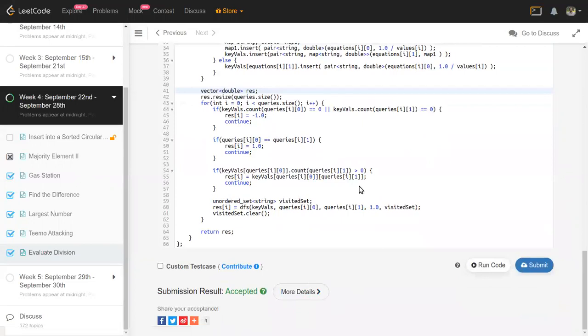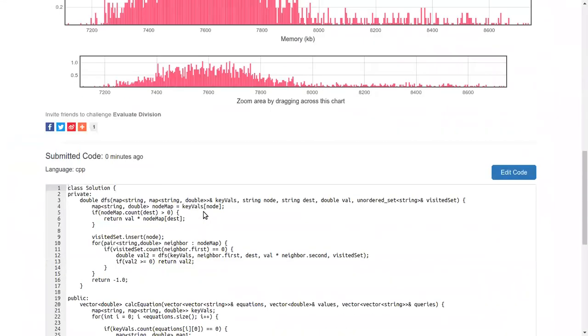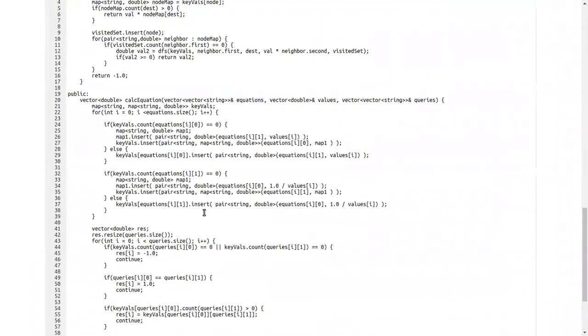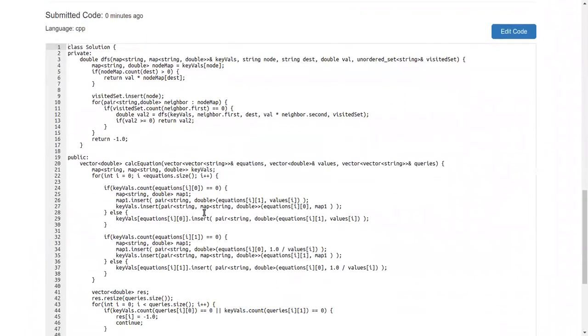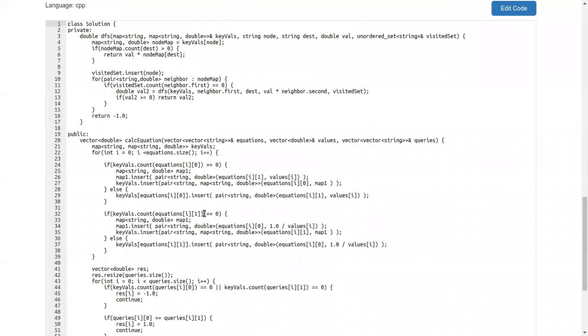If you see the results, I think this is pretty fast, right? It took 0 milliseconds, so it's a pretty fast method. Probably this is the best method for this algorithm. So hopefully you understood the idea.